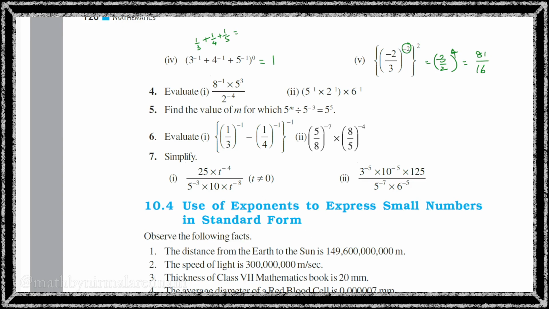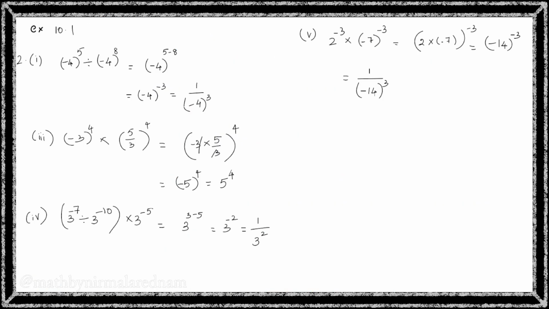We'll take it up in the whiteboard. Fourth question. They're asking us 8 power minus 1 into 5 cube by 2 power minus 4. Right? So that is the question.